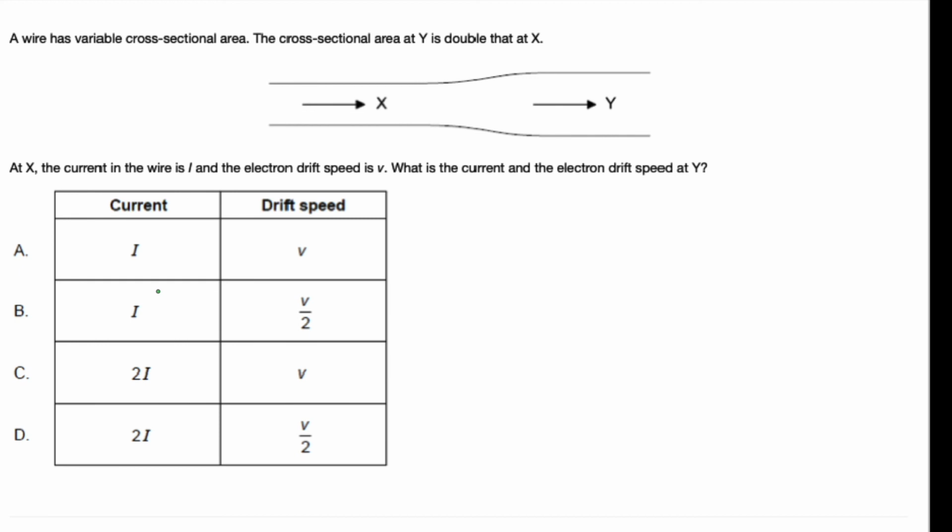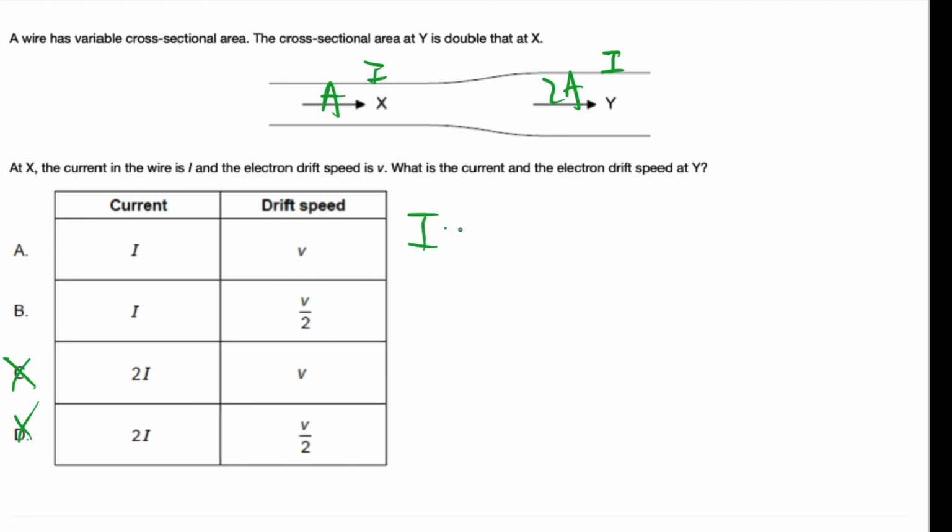A wire has variable cross-sectional area. The cross-sectional area at Y is double that at X. So X has an area of A, Y has an area of 2A. At X, the current in the wire is I, and the electron drift speed is V. What is the current and electron drift velocity at Y? Since they're in the same wire, the current will be the same at any point in the wire, meaning that at X it's going to have a current of I, and at Y it's also going to have a current of I. So C and D are wrong.